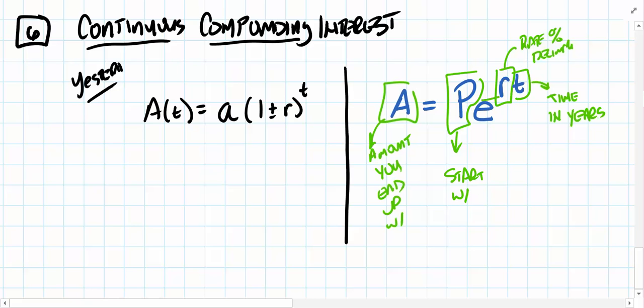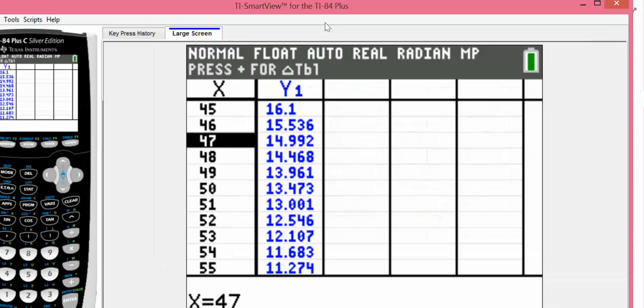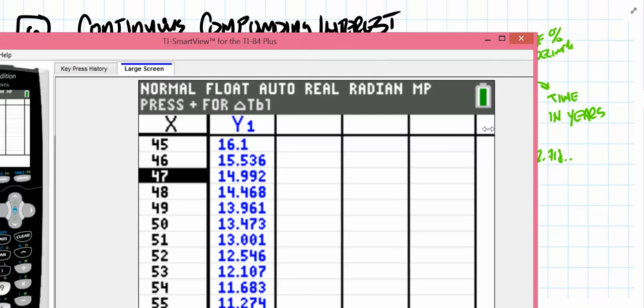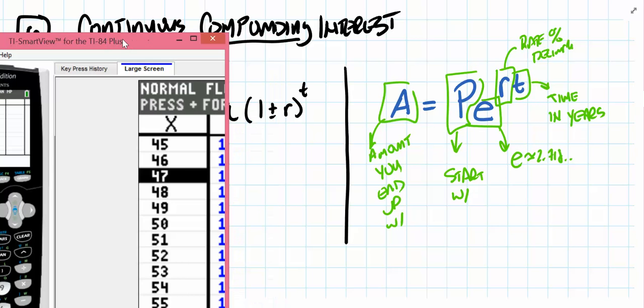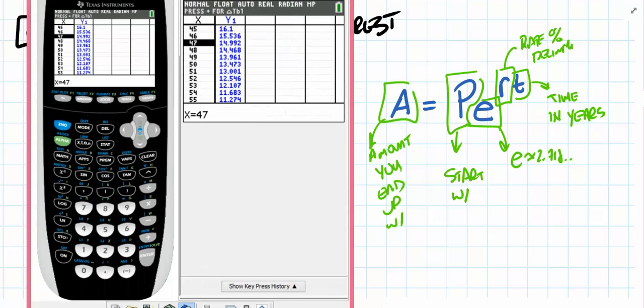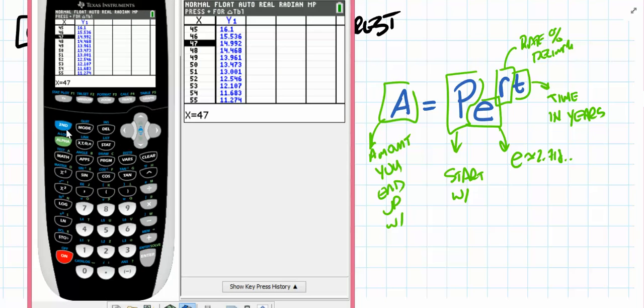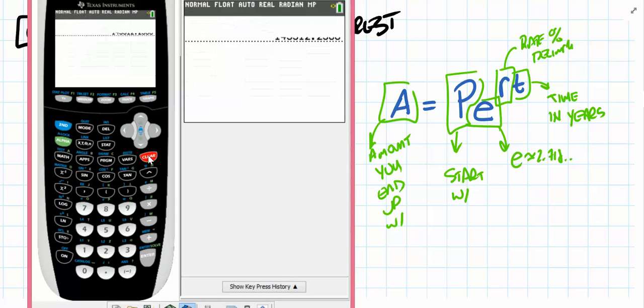There's a button on your calculator called e. I'll show you where it is right now. Sorry, hold on. Let me move this down a little bit. So, the e button on your calculator is right here. If you go second divide, notice when you push e, there you go. You get 2.7 and then some change.